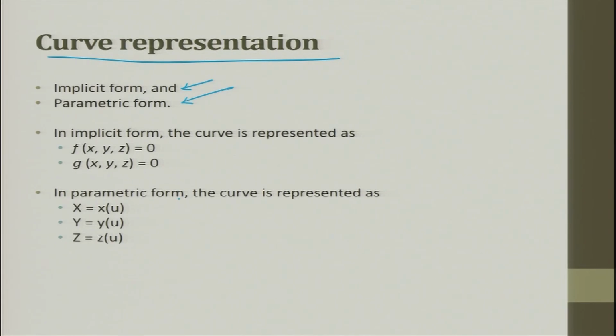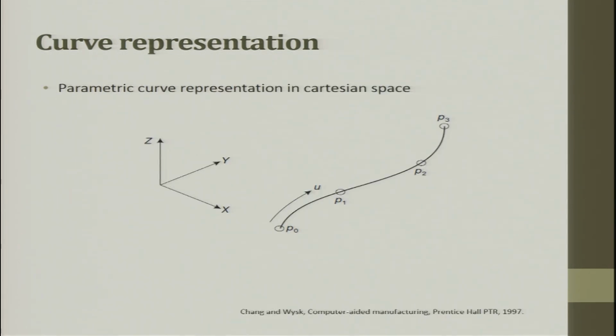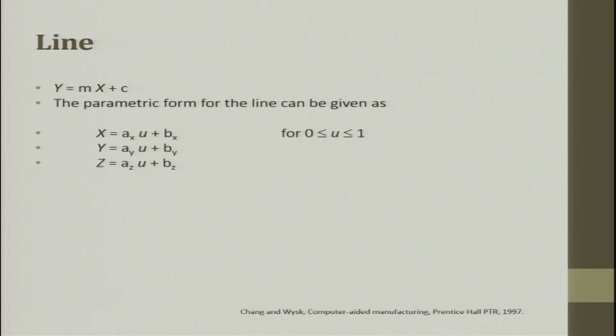In parametric form, the curve is represented as x equal to x of u, y equal to y of u, z equal to z of u. You see here all these things are linked by a parameter called u. All I have to do is define u, which takes a value from 0 to 1, and I can get whatever output I want. So, here is a curve. I have defined the start point, end point, points P1 and P2. Here is the u vector which is going. I can take a value from 0 to 1 anywhere and I can start drawing the curve.